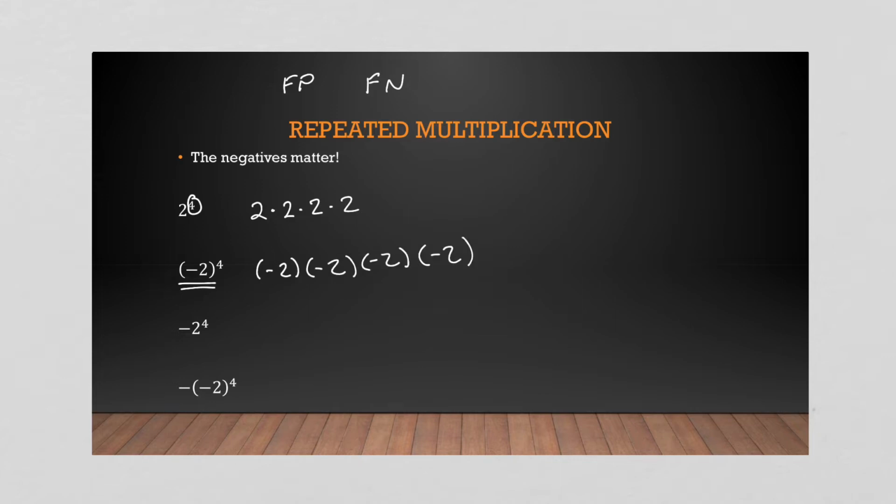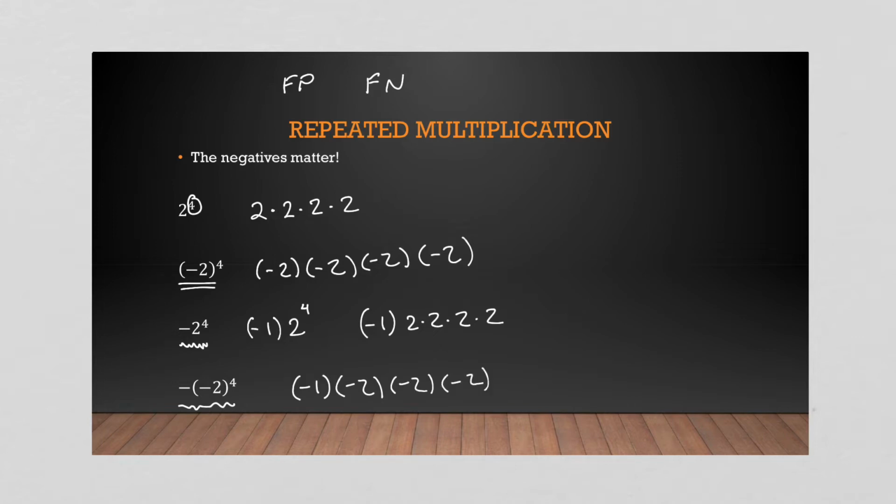And now here's where things get interesting. No brackets. If you have no brackets, this negative at the front is just a -1 times 2 to the power of 4, which means you have -1 and then 2 times 2 times 2 times 2. The negative is not included with the exponent. Let me say that again. If there are no brackets, the negative is not included with the exponent. And then on this last one on the bottom, you can see you have a -1, but then you have -2 times -2 times -2 times -2.